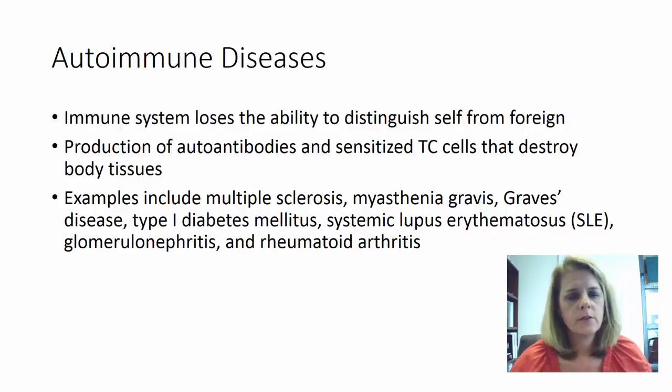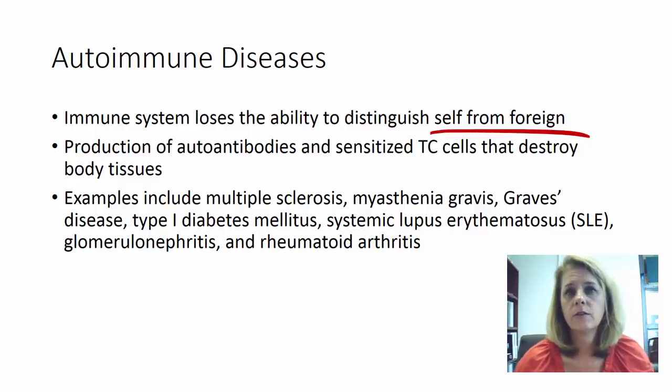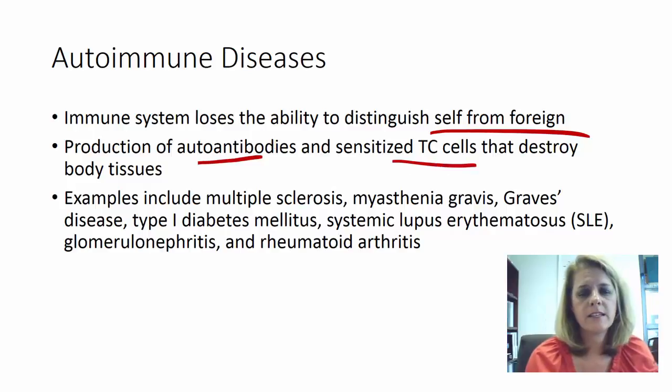Autoimmune diseases. So this is when your own immune system loses the ability to recognize self and non-self. Okay, so it starts to see self as foreign. So you start to attack your own body, and you start to make your own what are called autoantibodies. And these autoantibodies cause the T cells to attack your own body tissues.